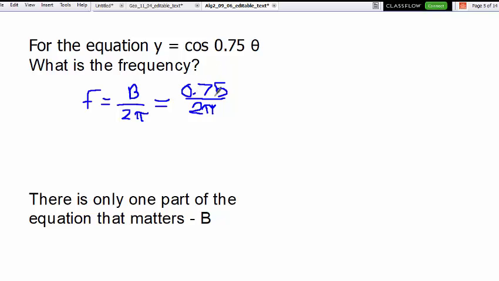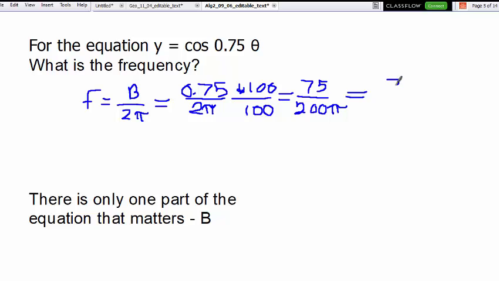So what could I do with this? I could say that 0.75 is 3/4. I could decide, okay, I'm just going to multiply both of these by 100, top and bottom. There's a couple ways to get the decimal out of the fraction. And this is going to be 200 pi. Then I might notice that both of those are divisible by 25. So that would be 3/8 pi.